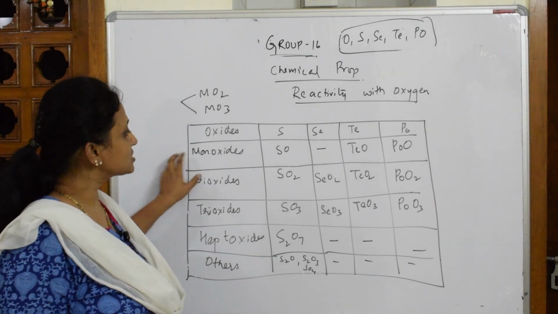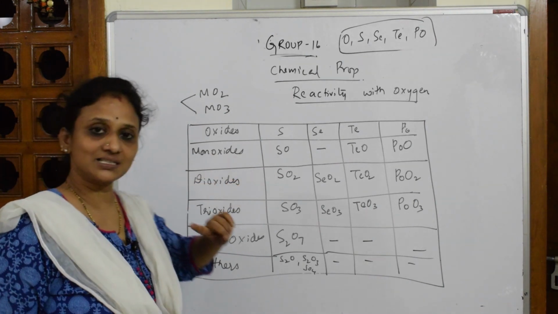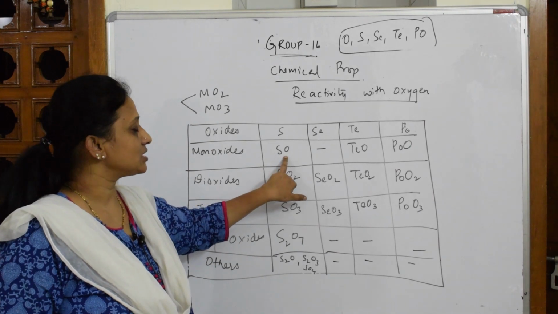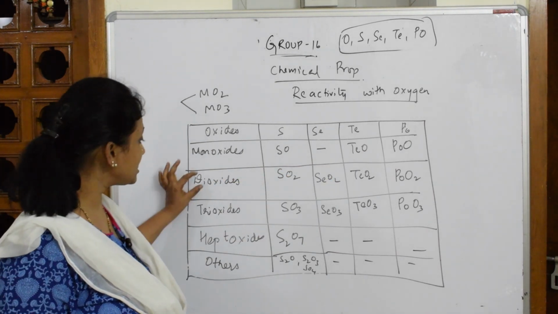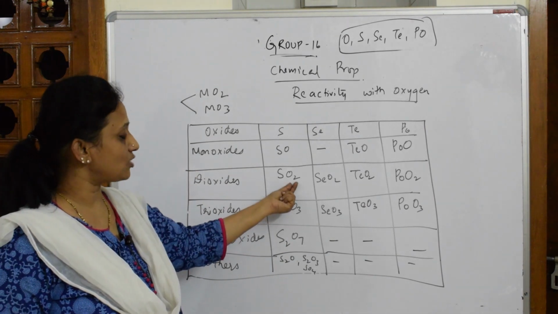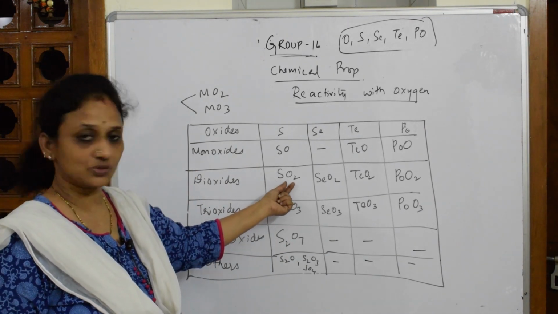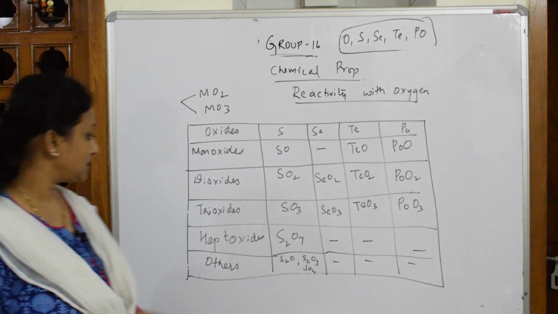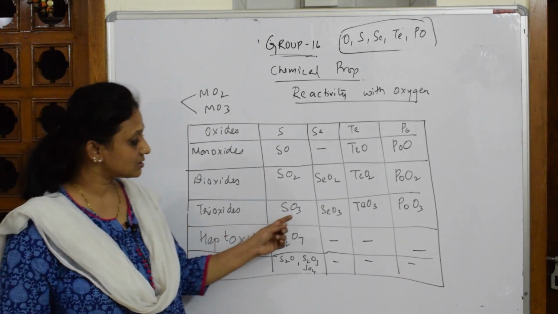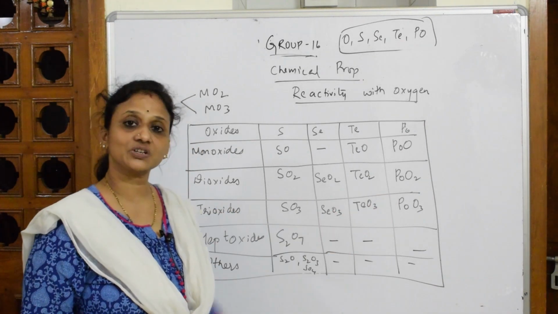Now see, monoxides means a single oxygen atom. Selenium does not form a monoxide, tellurium forms it, polonium forms it. When I take dioxides, with 2 oxygen atoms, such as SO2, all of them form dioxides. When I take trioxides, with 3 oxygen atoms, everything forms trioxides.